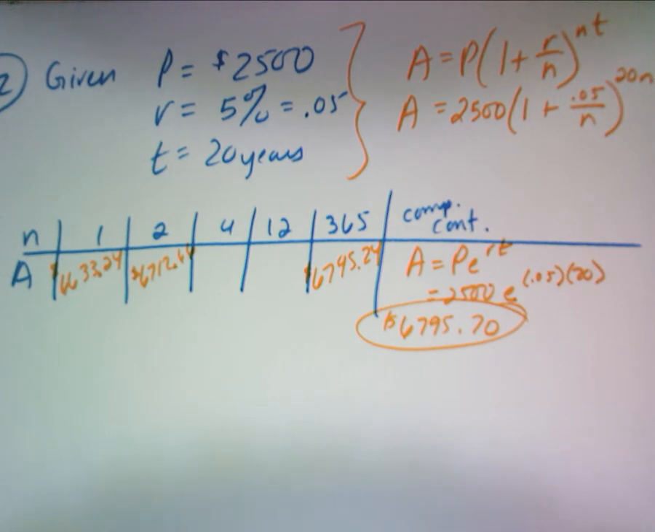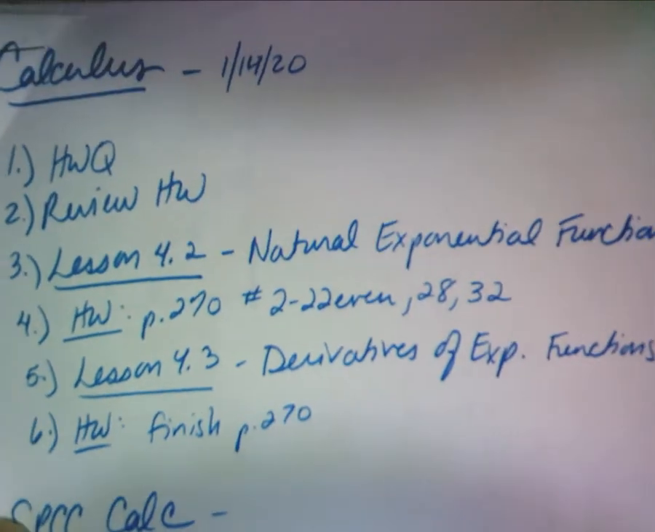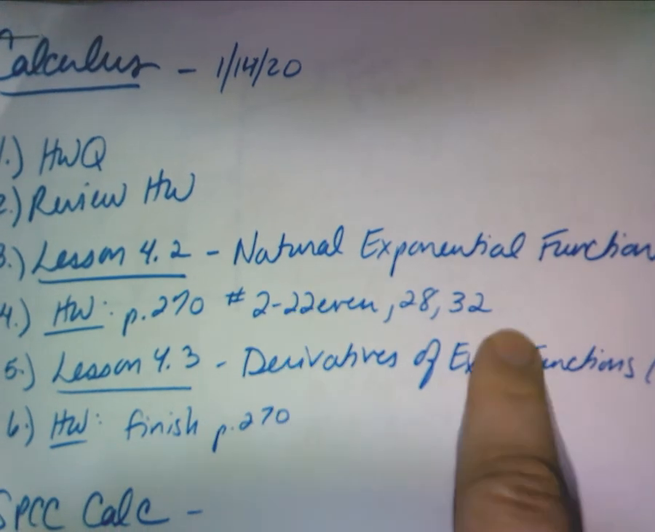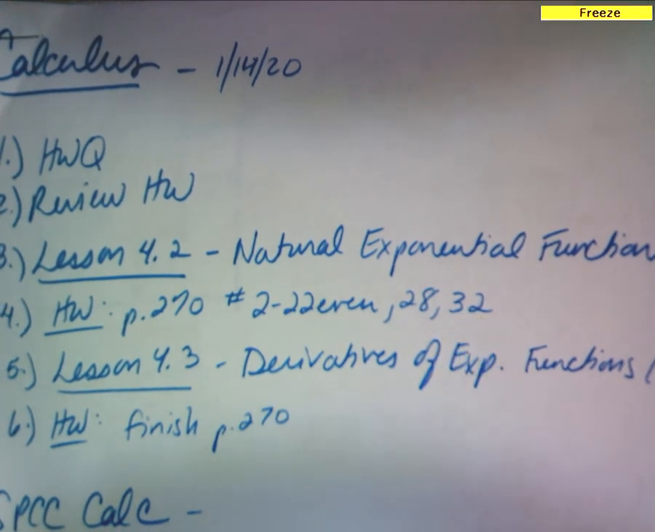Okay. All right. So here's what I'm going to do: I'm going to give you time now. You are going to do tonight's homework. Get as much done of that as you can, which is right there: 2 through 22, even, 28 and 32. Finish 32, I didn't do all of them. You can finish all of them.